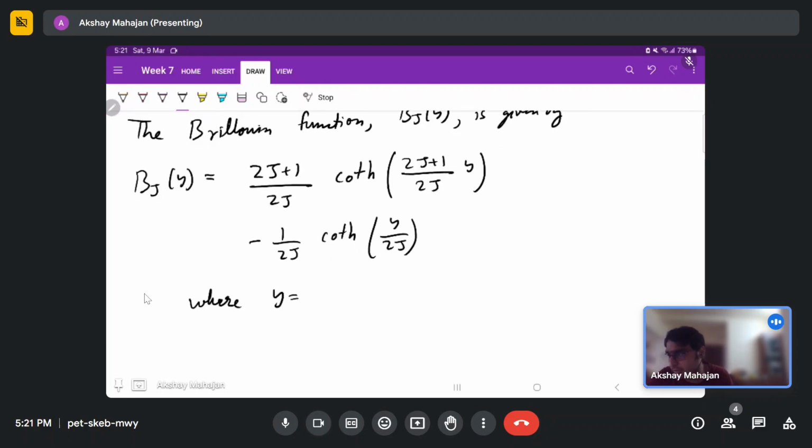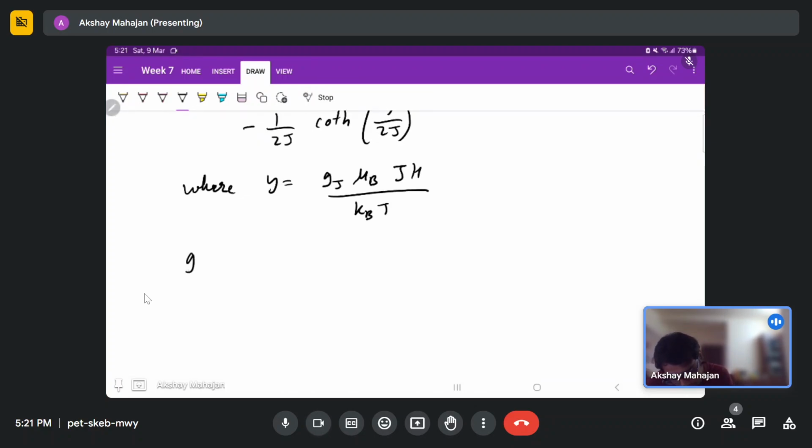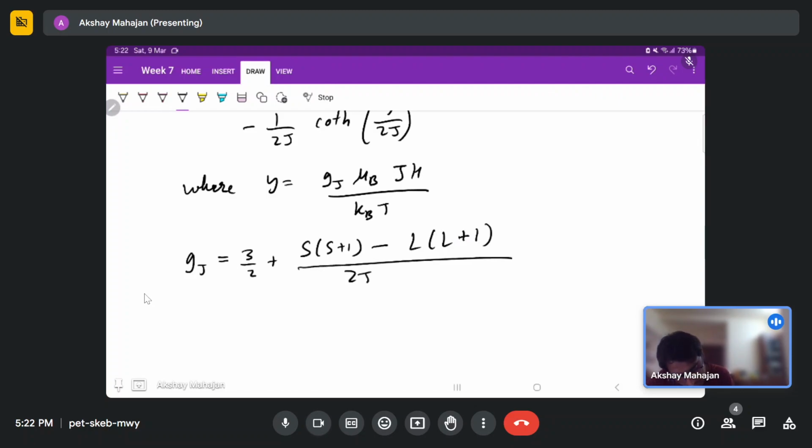where this y is equal to g_j mu_B j H divided by k_B T, and where this g_j is equal to 3 by 2 plus s into s plus 1 minus l into l plus 1 divided by 2j into j plus 1. Alright.